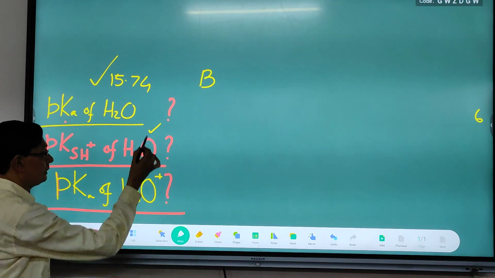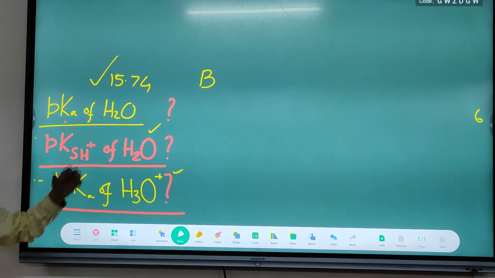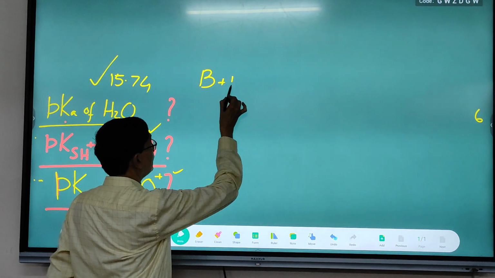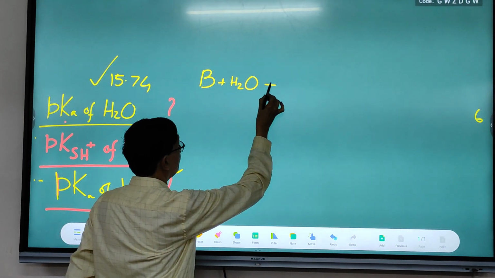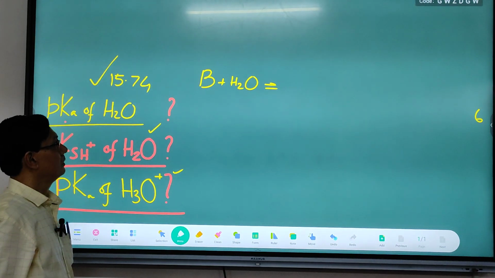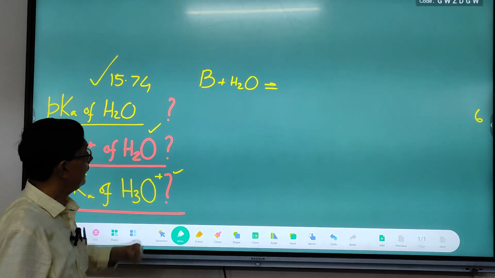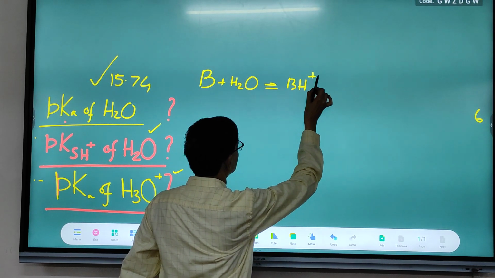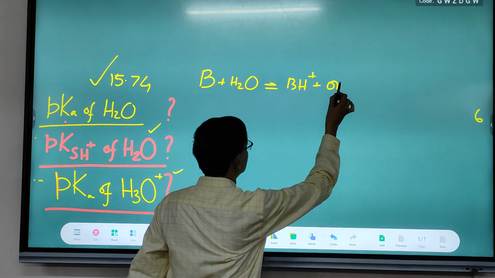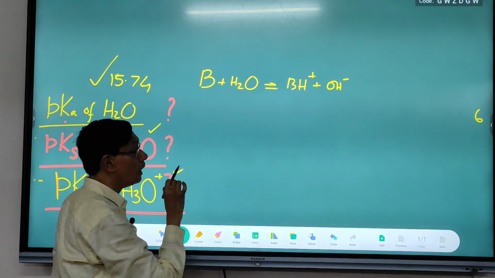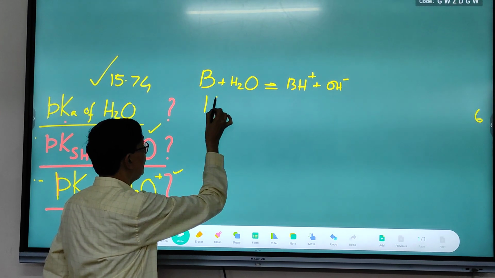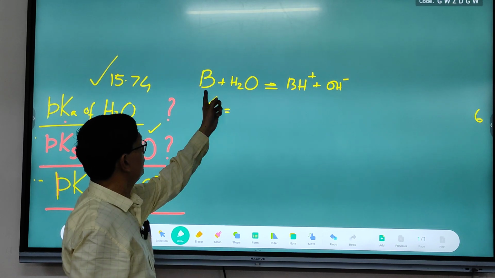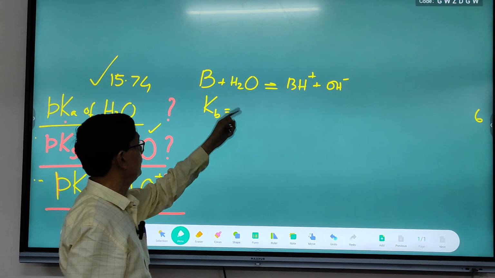I am doing now this part and this part. First part is over. I am taking a base B, add water. So naturally it will take a proton, so BH+ and OH-. So now I am determining the KB, because it denotes the function.